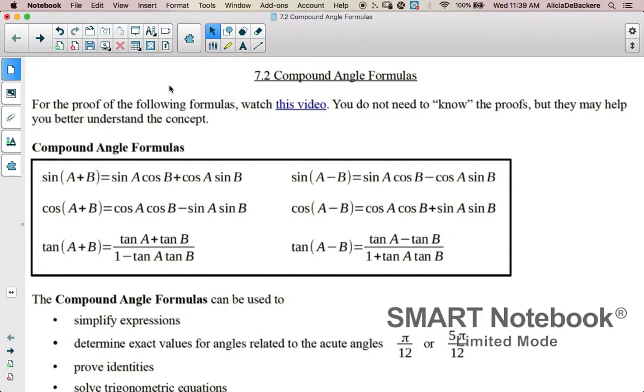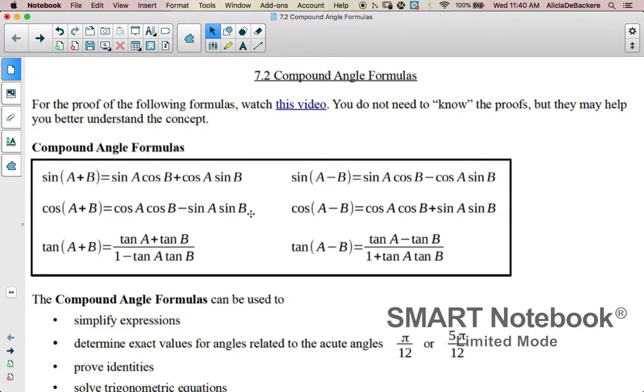Okay, welcome to lesson 7.2 on compound angle formulas. So we're going to come up with some identities that are true for all values of the angles A and B. You can see them down here in the box. There's several angles. And compound angles just means that we're adding or subtracting two angles together. So we're going to be talking about what happens when I have an angle A plus an angle B.